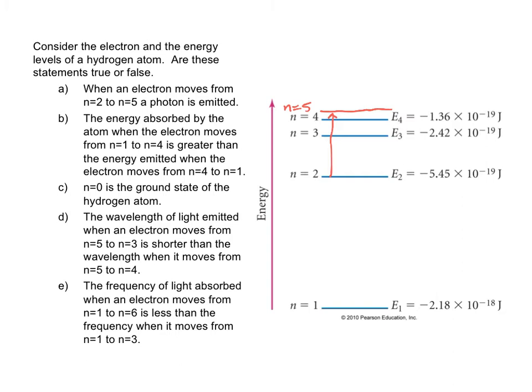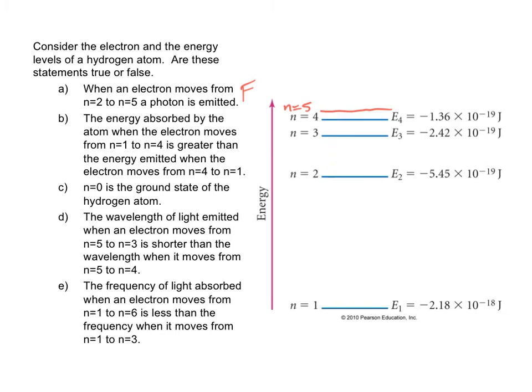Okay, so for A, I think this statement is false, right? When I go from a lower energy level to a higher energy level, the electron is increasing in energy, and so therefore it's going to need to absorb energy. It's going to need to absorb a photon. So if I changed emitted to absorbed, that would have been true, but as written, that statement is false.